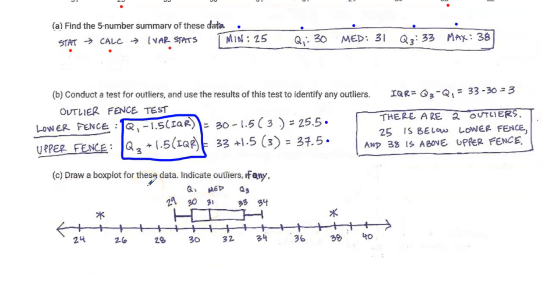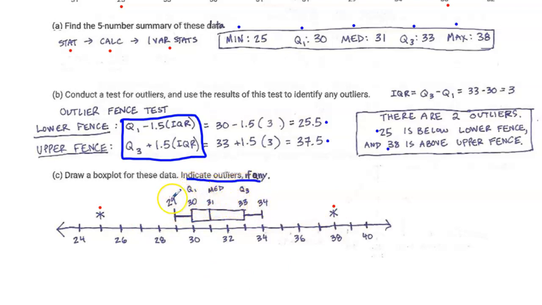Draw a box plot. Easy to draw a box plot. However, there's one thing that you need to keep in mind. It says to indicate outliers, if any. So before you start drawing the lines, keep in mind that 25 and 38 are both outliers. So here's what we're going to do. We're going to put asterisks at 25, asterisks at 38, because those are outliers. So we're still able to label quartile 1, the median, and quartile 3.